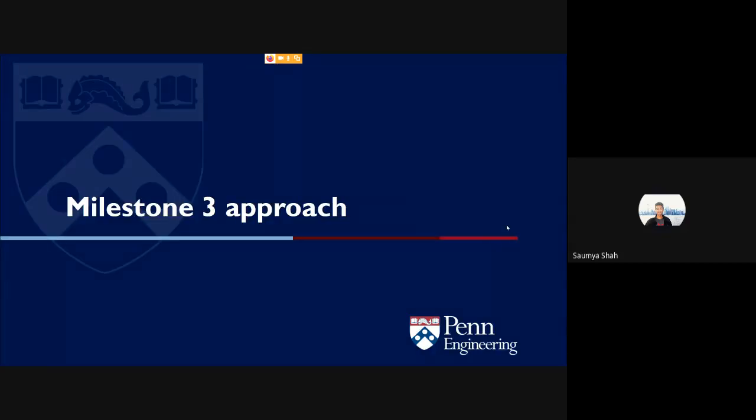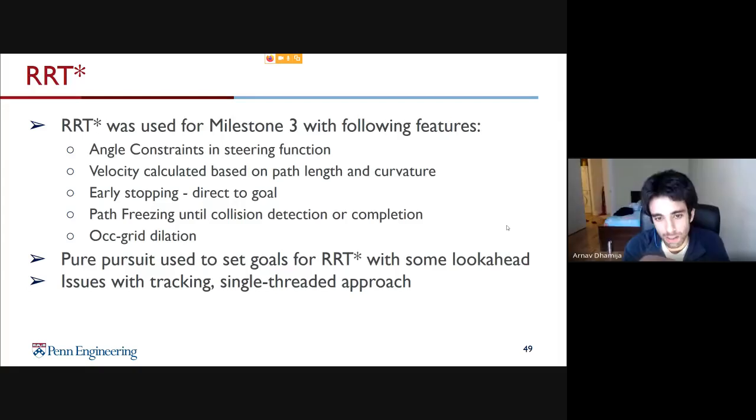Let's start with the Milestone 3 approach. Yeah, so in Milestone 3, we built upon the RRT* approach we used in the previous lab, and we made some changes to it to make it work better. For example, we had an angle constraint in the steering function, and we used path freezing because we noticed that the RRT trajectories have a lot of variance.